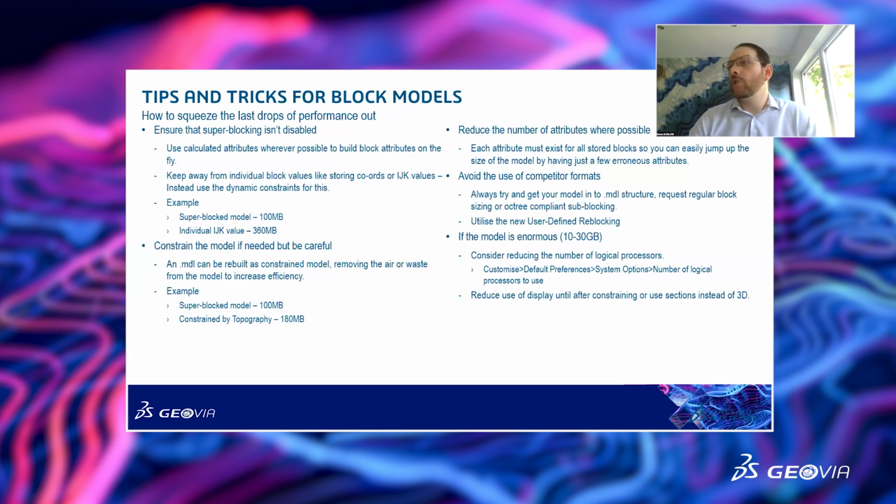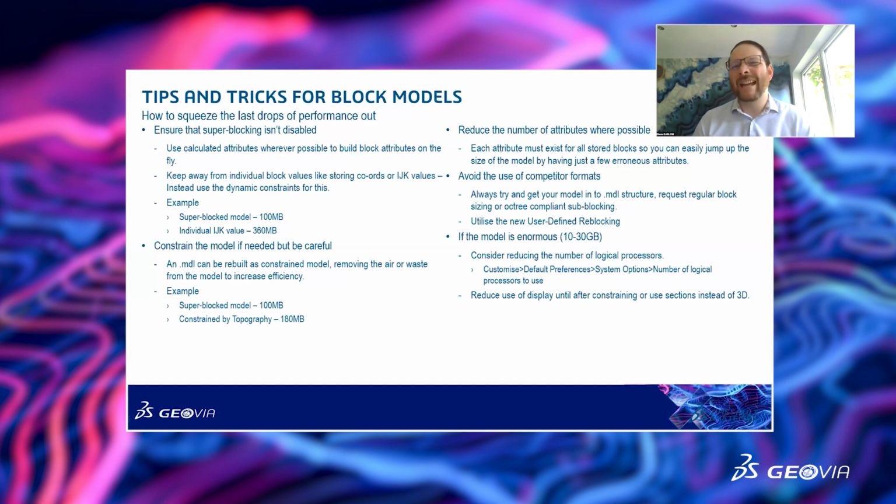Each attribute that exists must be stored in all blocks that exist. So if you have a few erroneous attributes, you quickly jump up the size of your model. So if you can reduce the number of attributes, please do. If you can't, then you have to live with what you've got. Where possible, avoid the use of competitor formats, but this is not always possible. I'm well aware that you can't always get away from this.